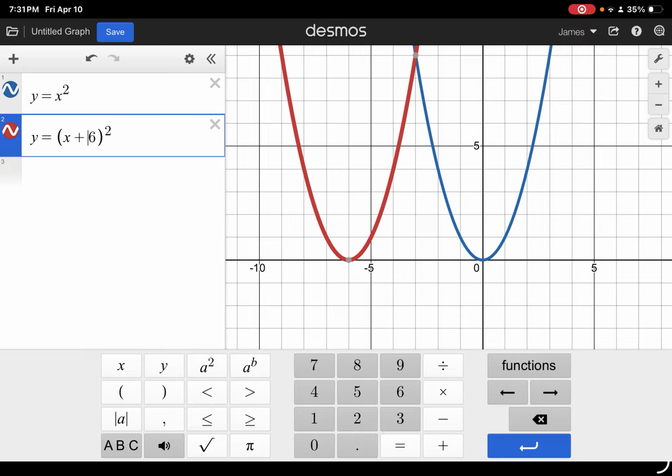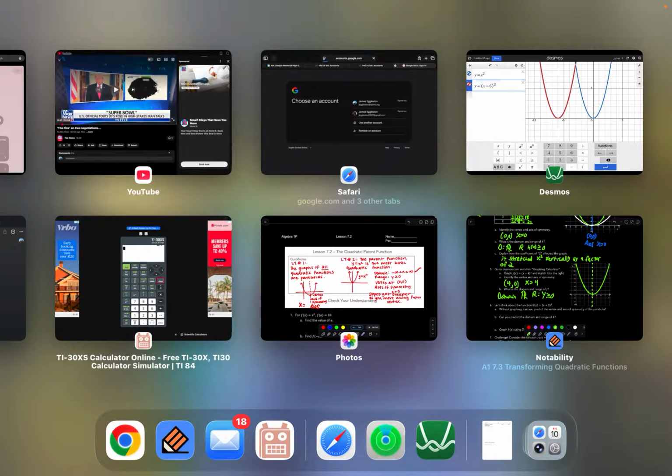So that's how you can tell in which direction the graph shifts, or in math language, translates. And remember, your x's are liars. So if it's x plus 6, it shifts to the left 6. X minus 6, it shifts to the right 6. Okay?